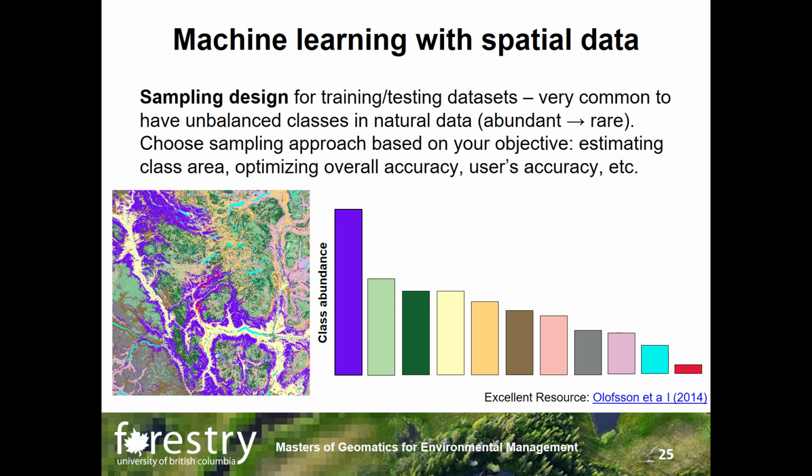One solution for this is to use a balanced sampling design, so that the algorithm is forced to learn the patterns of all classes equally. I highly recommend the Olofsson et al. paper below, which provides best practices for sample design and land cover mapping.